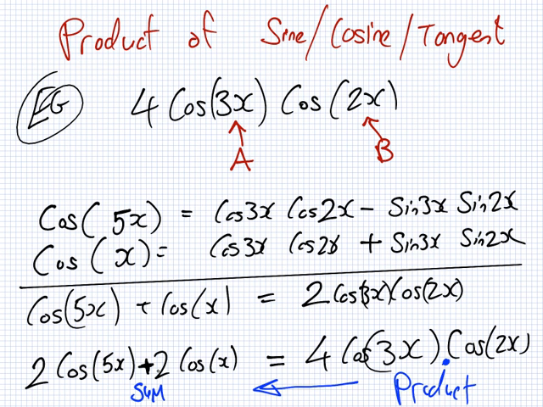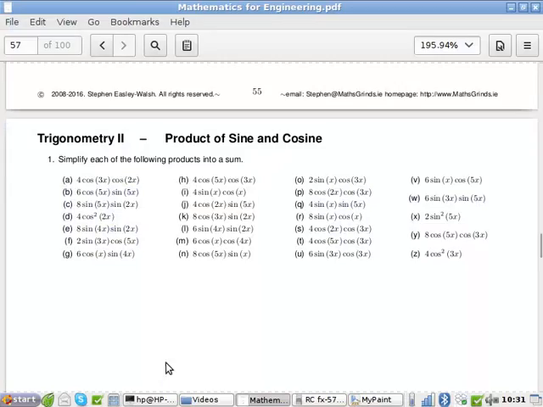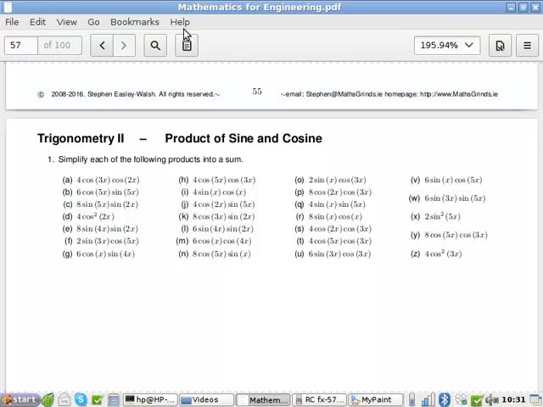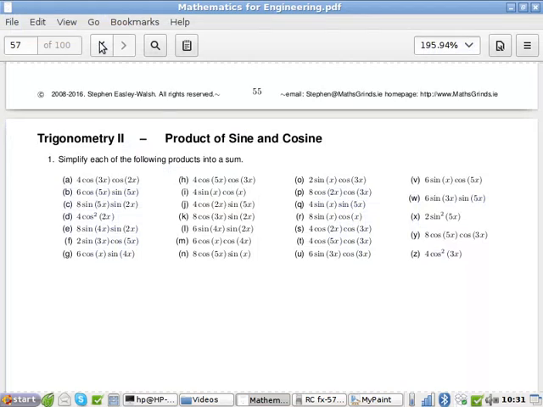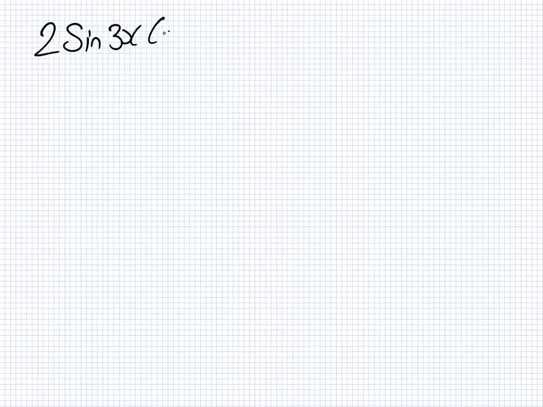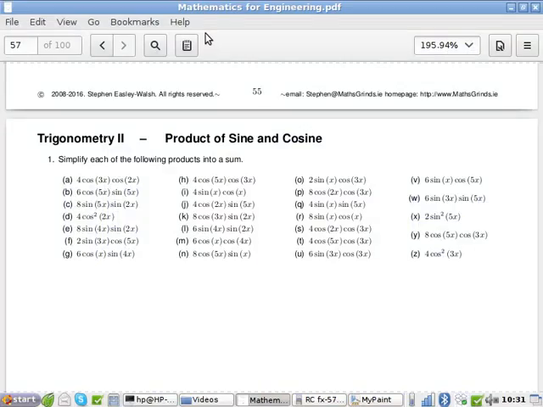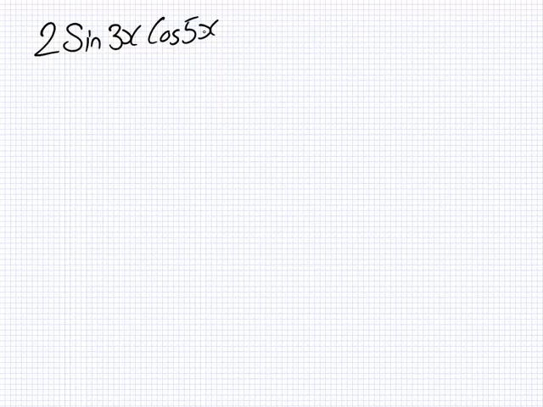Okay. Continue, Adnan? Yep. So, let's do one that has a cos and a sine in it, like B. 6 cos 5x. No, that's a little bit too easy. We'll do F. 2 sine 3x cos 5x. Is that okay? Yeah.